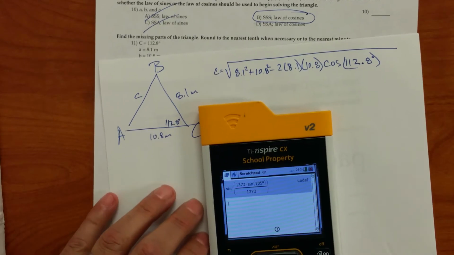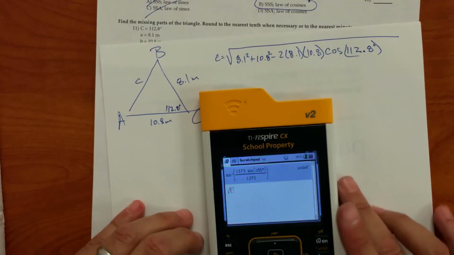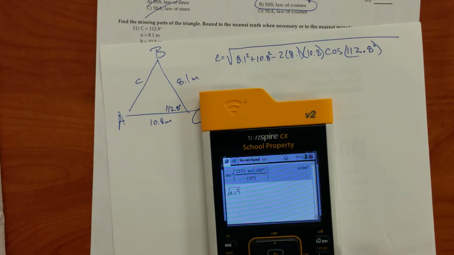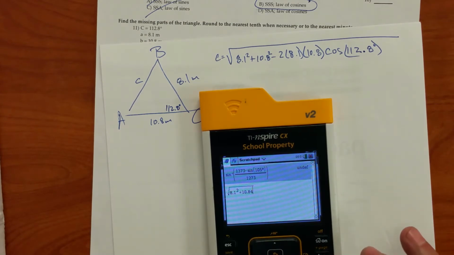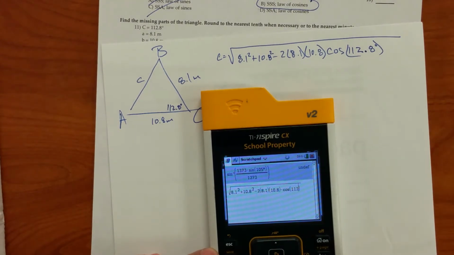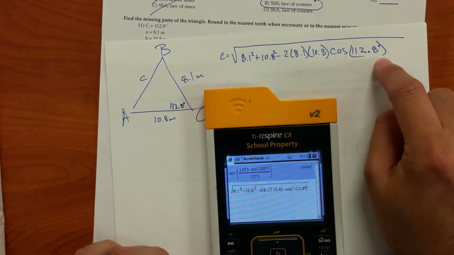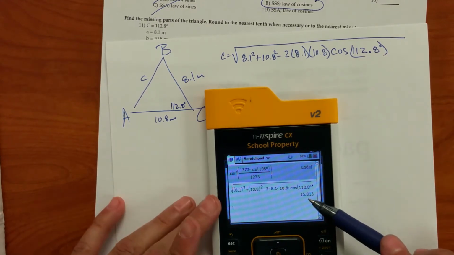Okay, there we go. Square root. So 8.1 squared plus 10.8 squared minus 2 times 8.1 times 10.8 times cosine of 112.8 degrees. There we go. All right, hit enter, and we get 15.8.